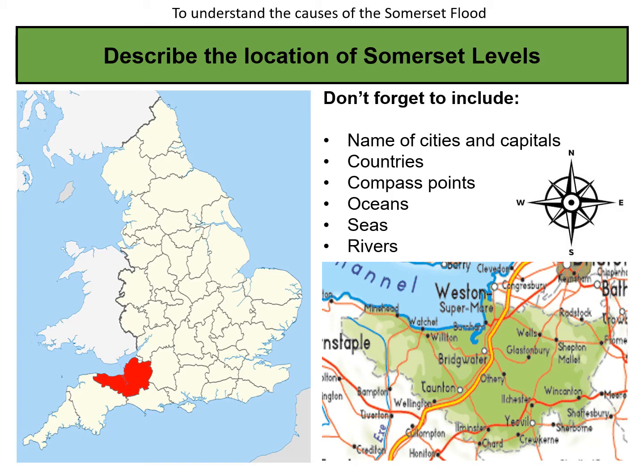Okay, so what I would like you to do first is probably to write the title, Somerset Level Floods 2014, and then can I get you to describe the location of this? So things you'll need to mention are where it is in relation to England, so what coast is it on? So if we draw on our compass points, we're finding it in this region, so which region is this?